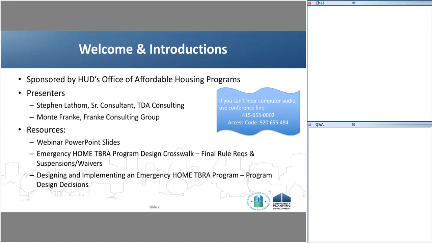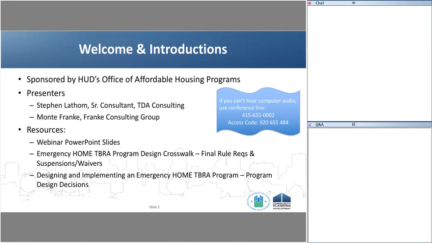While the suspensions and waivers are critical to deploying a TBRA program quickly in this environment, we do want to make sure that everyone's aware of all the things you still have to do under the standing regulation to make sure that you've accounted for that in your program design and implementation.